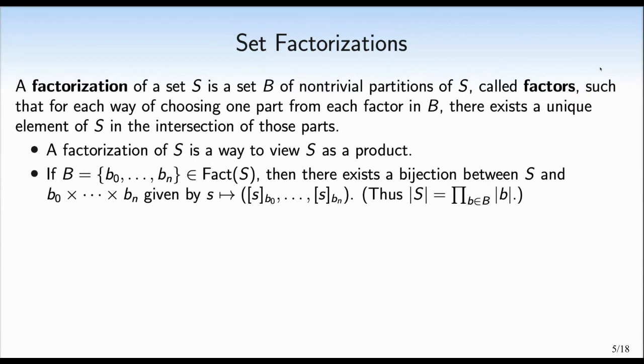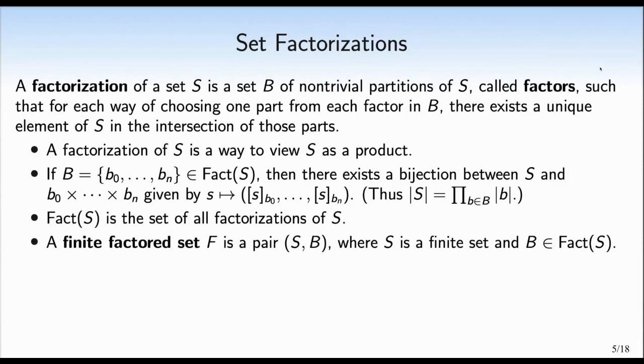Now, the bijection is going to come from, if you take an element of S and you send it to the tuple that is all of the parts containing that element, the part from each factor containing that element. And so we get a bijection here. As a consequence of having a bijection, the cardinality of S will just be the product of the cardinalities of the individual factors. And so we're really viewing S as a product of these individual factors that are sets that don't really have any more structure than the way that they're represented as being a product that gives you S.